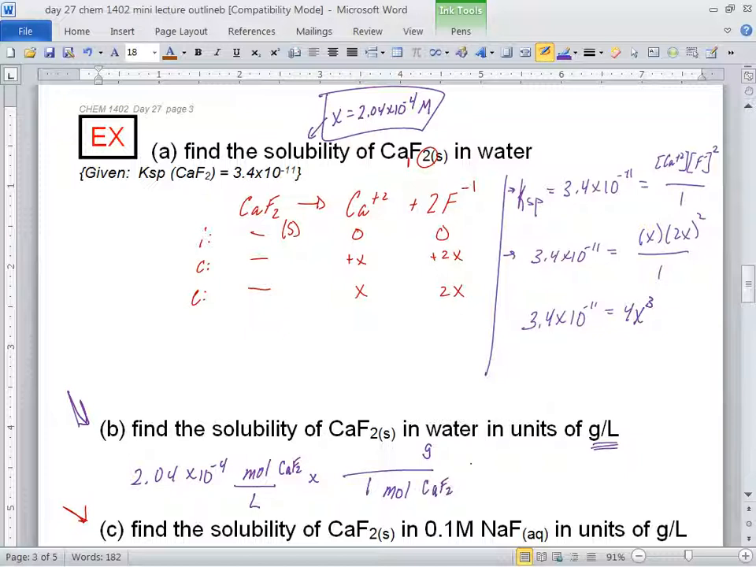So we got a calcium, a couple fluorides. 2 times fluorine's around 19, so around 78.1 or so grams. That's the molar mass of calcium fluoride.